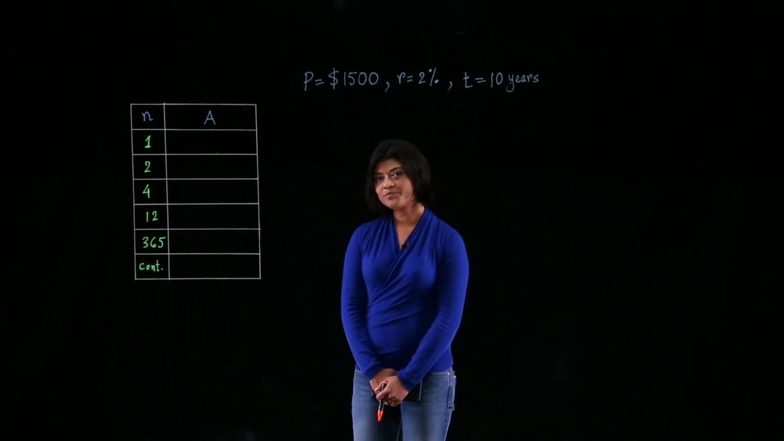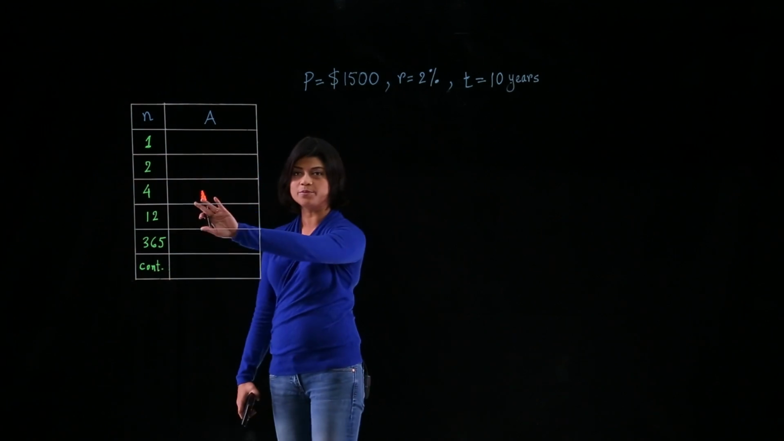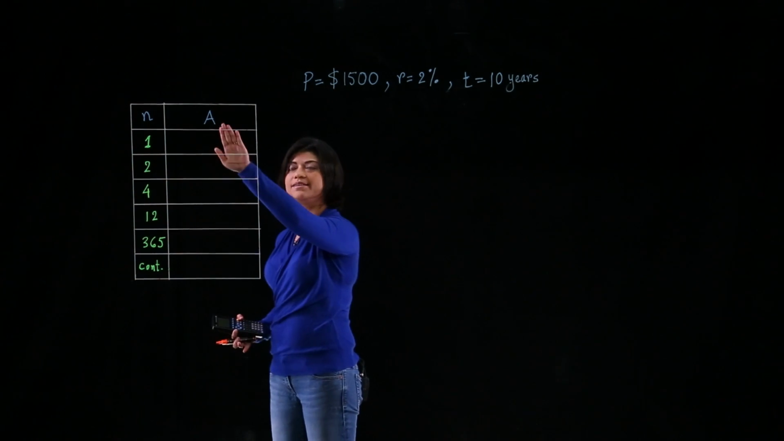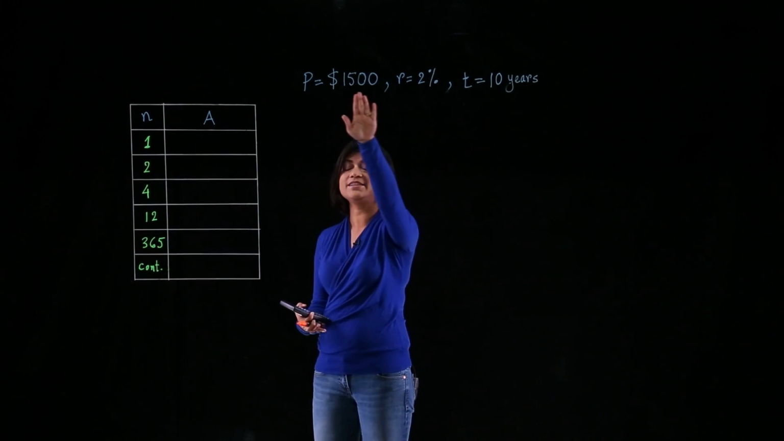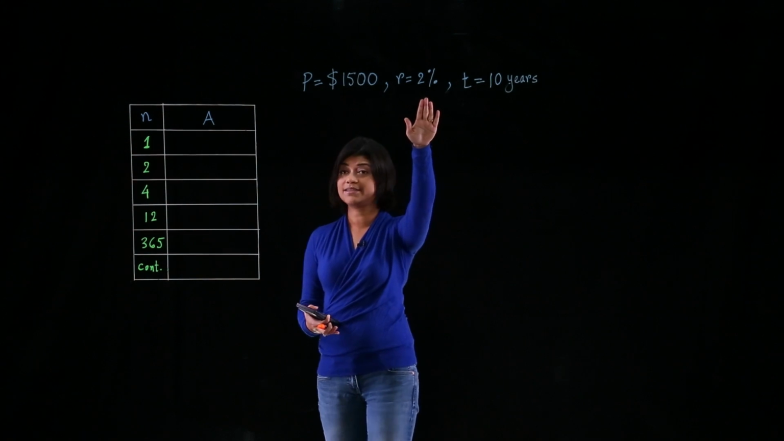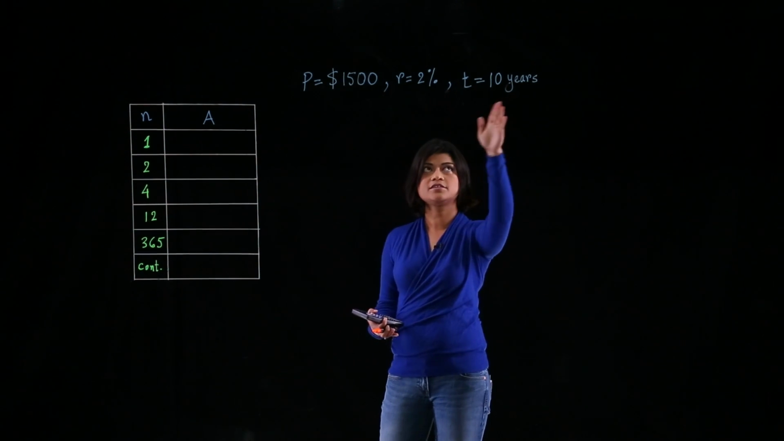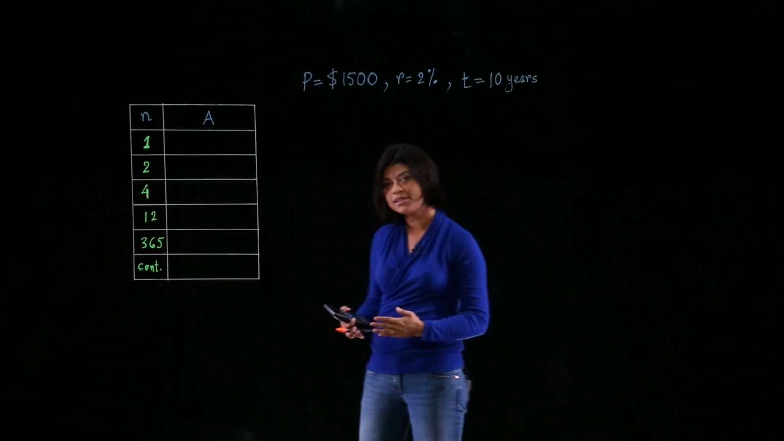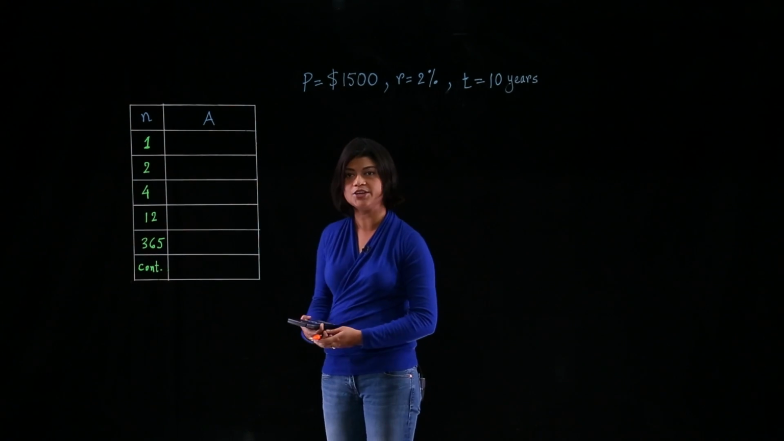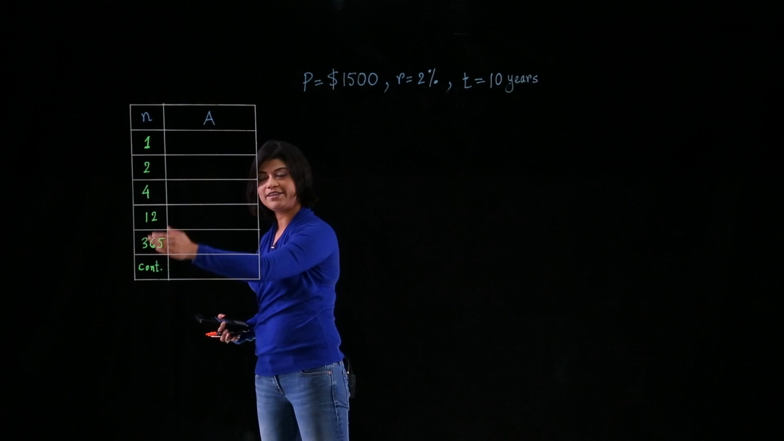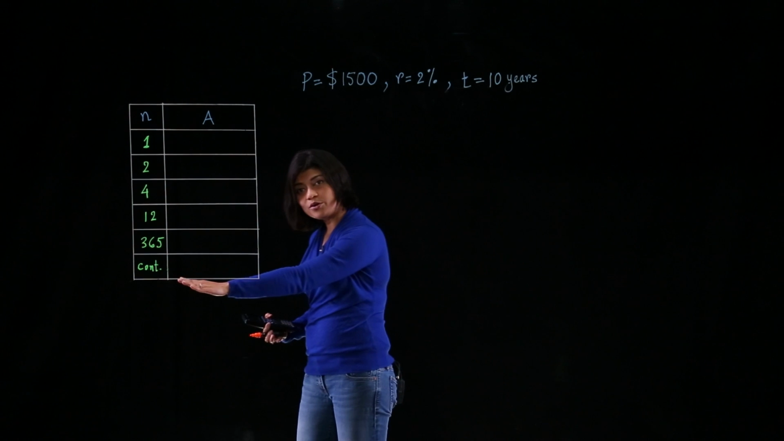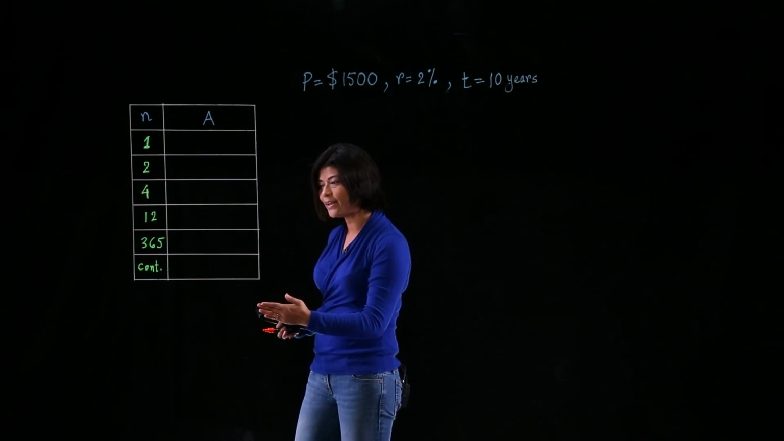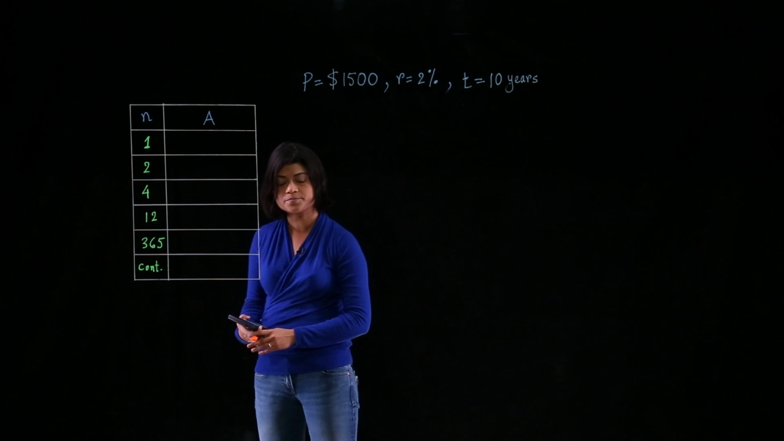Hello, I'm Papia. In this problem, we have to complete this table where we have to find the balance A when you invest P amount, where P is $1,500, at this rate R, which is 2%, for 10 years, and you're compounding n times a year, where the n values are given right here: 1, 2, 4, 12, and 365. Also, we have to figure out what is the balance when you're compounding continuously.